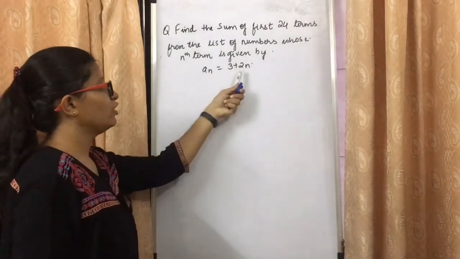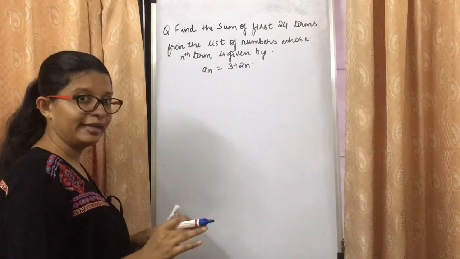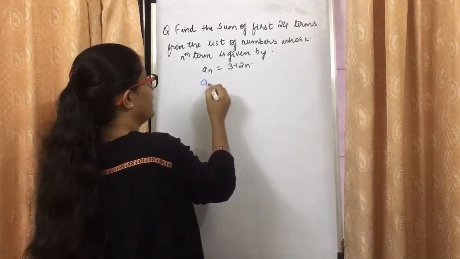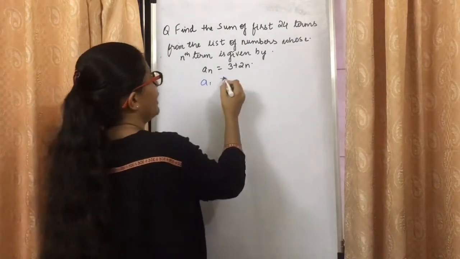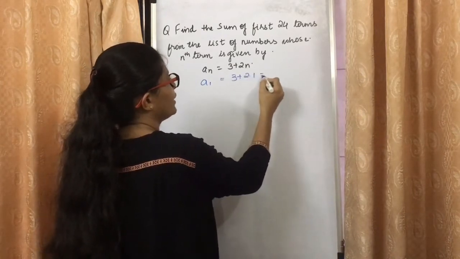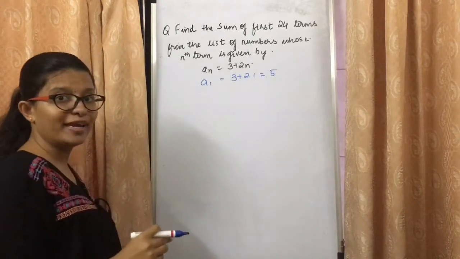तो an की वैल्यू दी है पिछले सम के जैसे ही. क्या हम a and d निकाल सकते हैं? How we can take out a by substituting a1. a1 is nothing but 3 plus 2 into 1 will give you 5. So the value for a comes out to be 5.